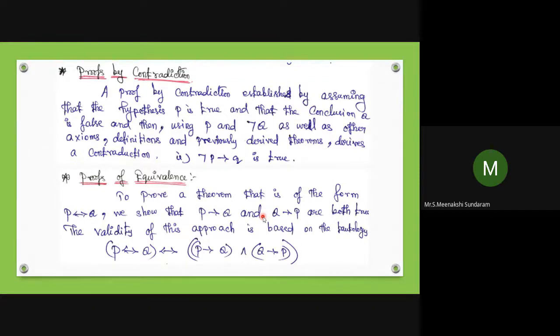One is contraposition, that is the contrapositive. Another one is contradiction. Contradiction meaning converse. That is the easiest way. This is very important. You can study it in school time itself.